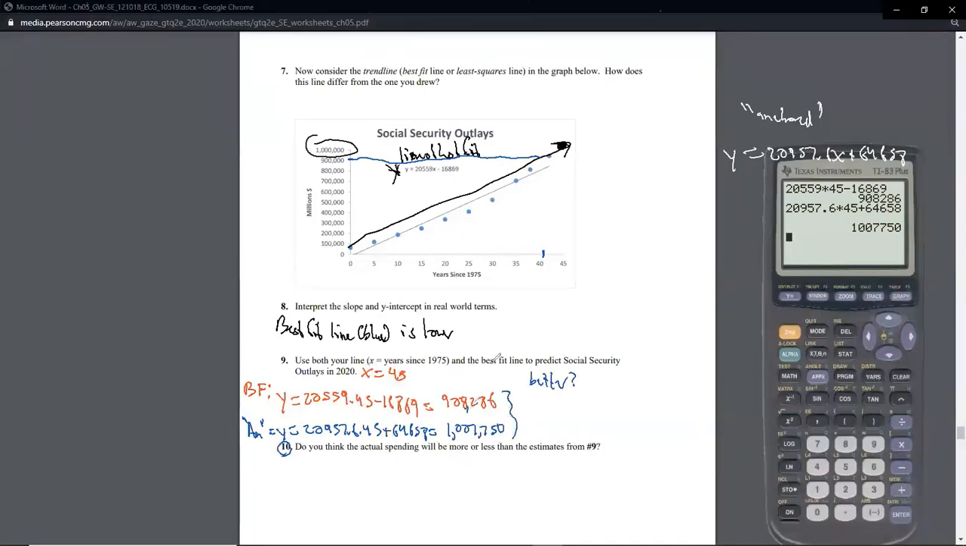And in fact, if you look at the table, this point right here was 944,878. This number is lower than that. And Social Security expenses have never gone down, so why would you think all of a sudden they're going to start going down? So I would say that this is the weaker answer, and that the other one, the million, would be the better answer. So do you think the actual spending will be more or less than the estimates from 9? I would say more.